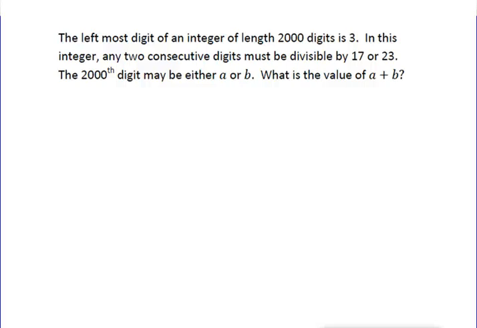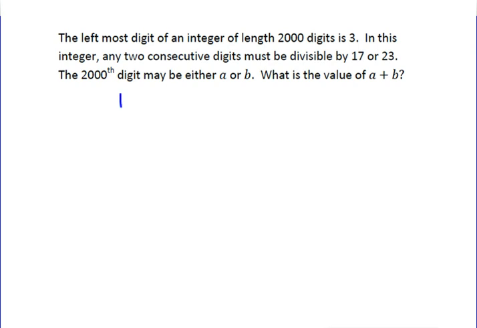This is a really fun problem, one that I really enjoy doing, just because it has some interesting logic involved, and then it's got a little trick at the end that you have to be very careful of. The first thing to know is we're talking about two consecutive digits that must be divisible by 17 or 23.